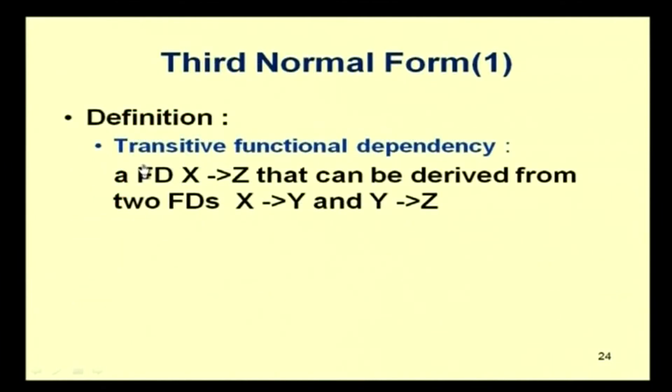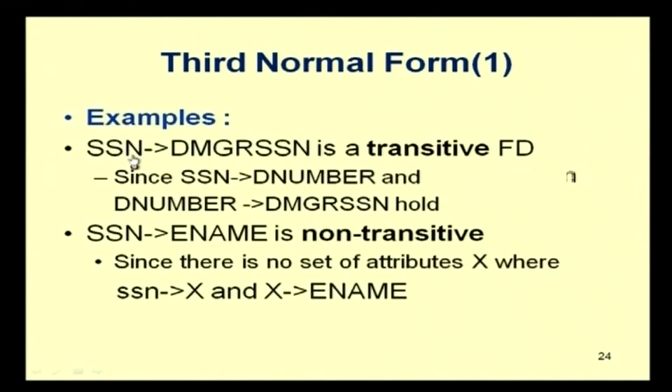Now, let us go to third normal form. The definition is, remember, the transitive functional dependency: X goes to Z can be derived from X goes to Y and Y goes to Z. We have already seen this. Now, suppose SSN determines the department manager SSN, it is a transitive FD because SSN determines D number and D number determines the manager. So, SSN to E name is non-transitive, since there is no set of attributes X where SSN goes to X and X goes to E name.